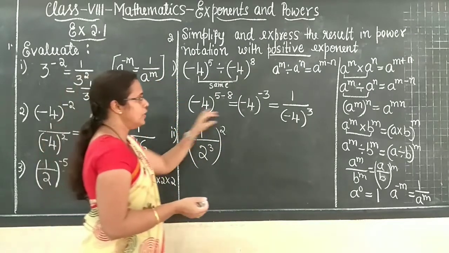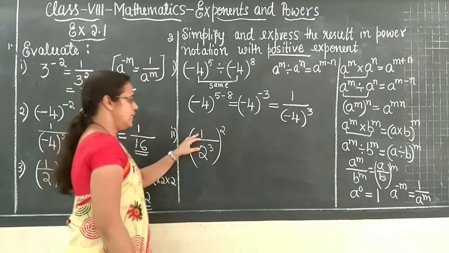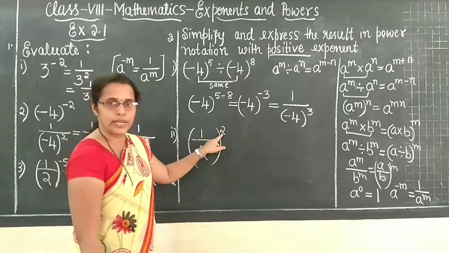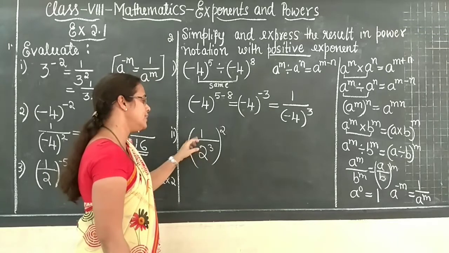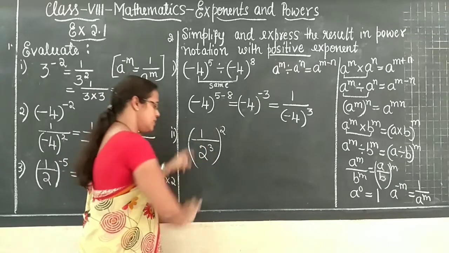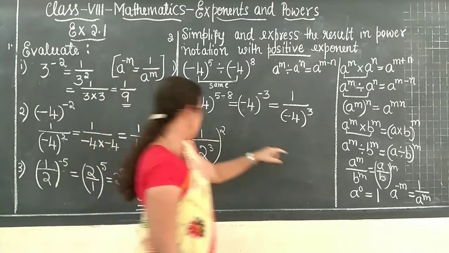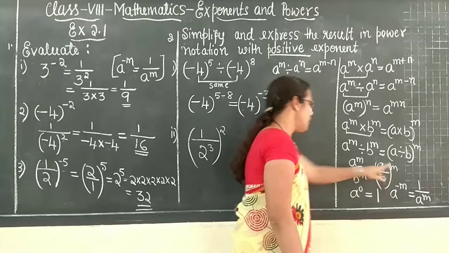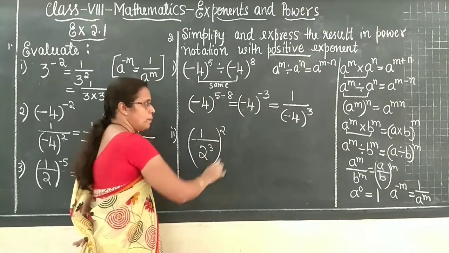Now, after doing that step, let us do the next problem. Got it, children? Now see here. Here one base is there, one power is there. It's in the form of a fraction, right? So how can I write this? Which type of law can I see here? It is in this form, right? A by B whole to the power m.